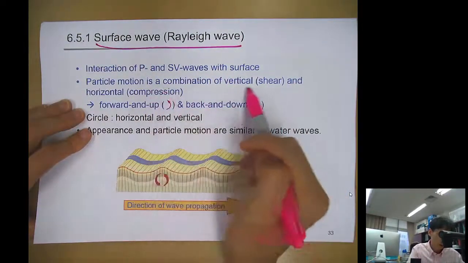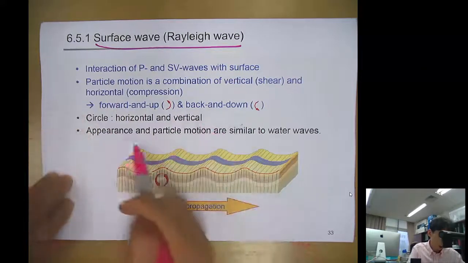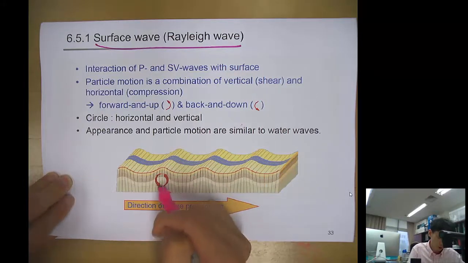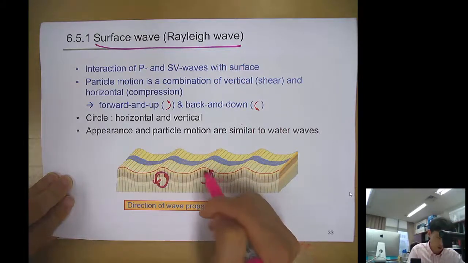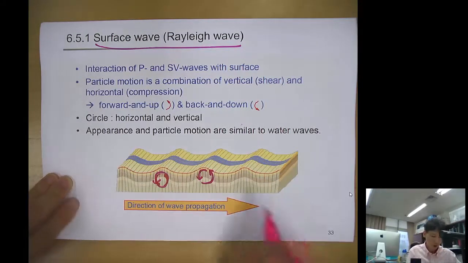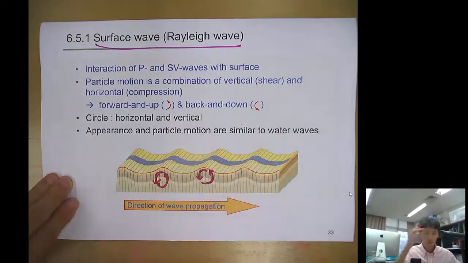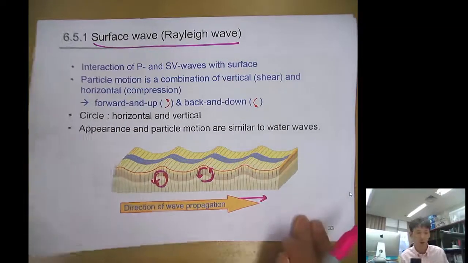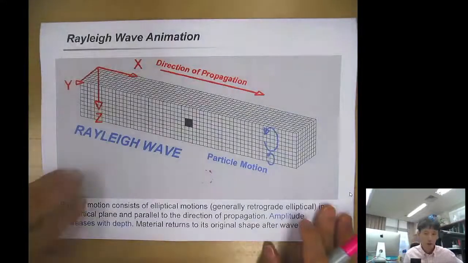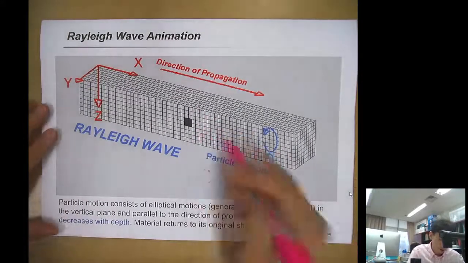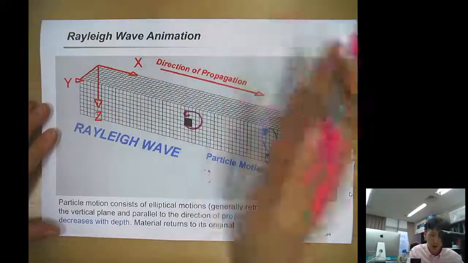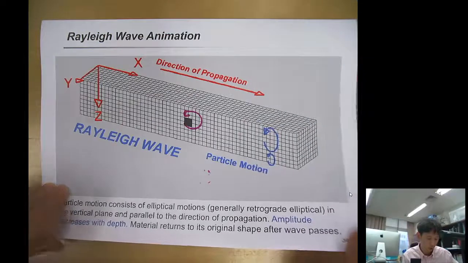Particle motion is a combination of the vertical and horizontal, and circular, so it shows elliptic motion. You can see that it's going forward and up, and back and down. So the particle moves in a circle while the wave propagates in the x direction. When you look at this animation, it doesn't move along, but it moves like this as the wave propagates, like an oceanic wave.